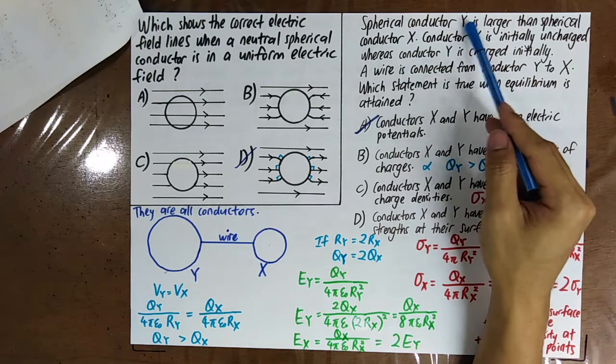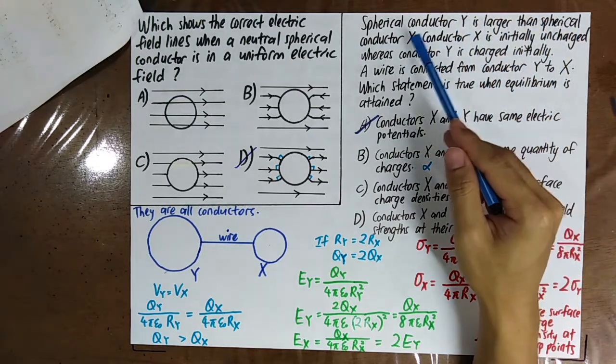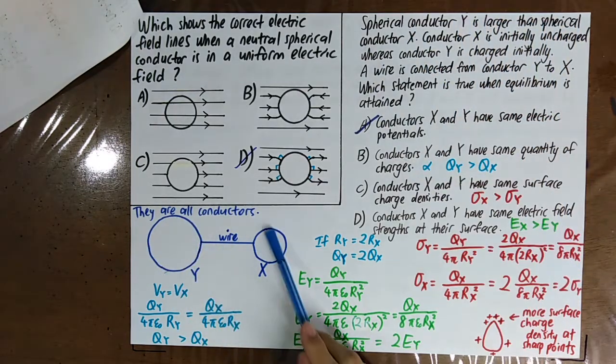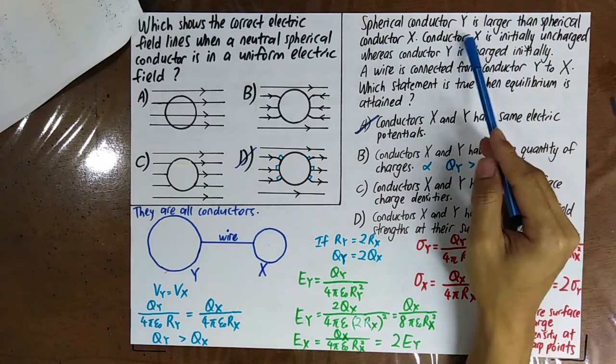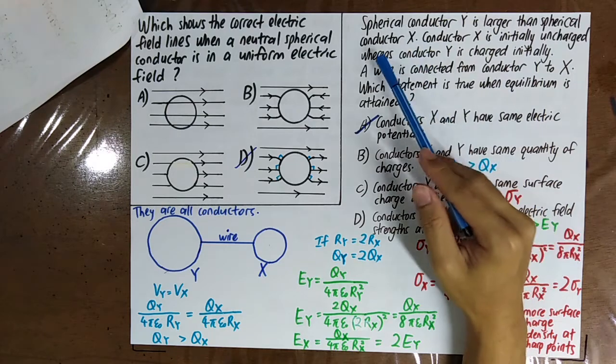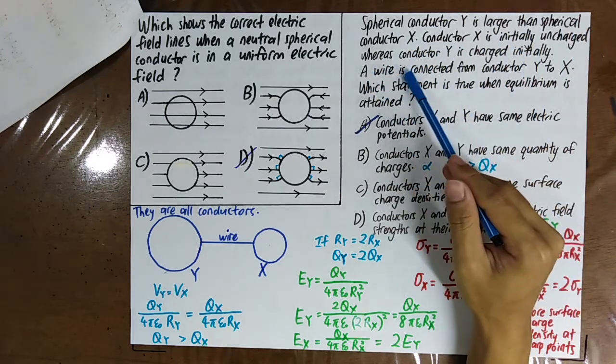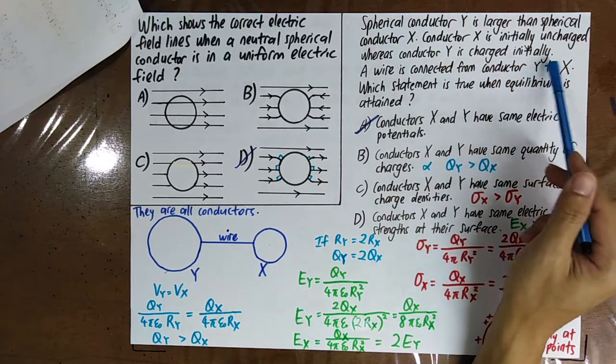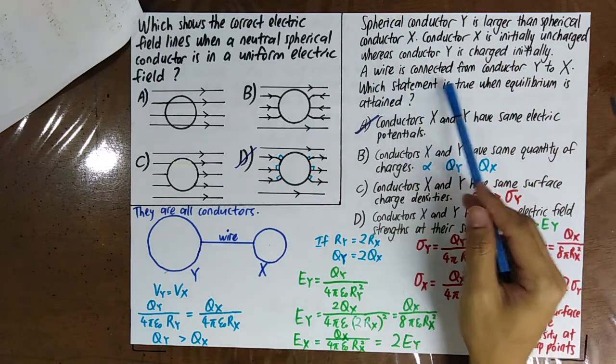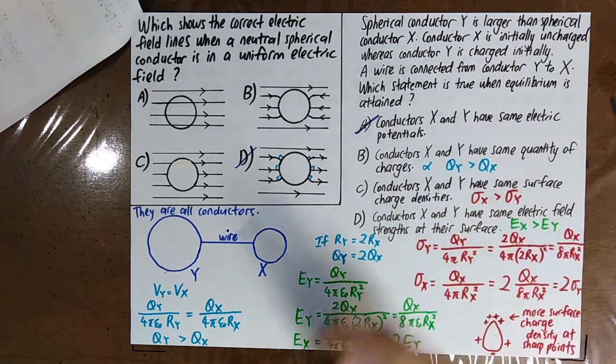Spherical conductor Y is larger than the spherical conductor X. Y is larger than X. Initially, conductor X is uncharged, whereas conductor Y is charged. A wire is then connected from conductor Y to X. Which statement is true when equilibrium is attained?